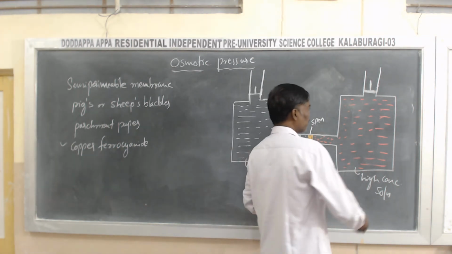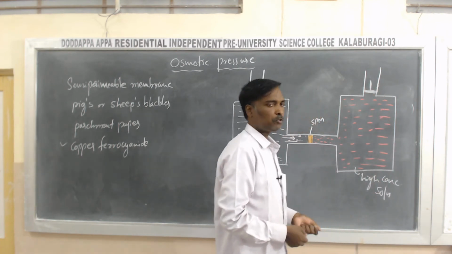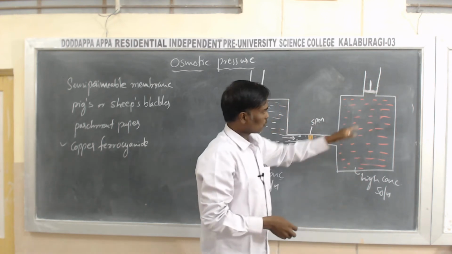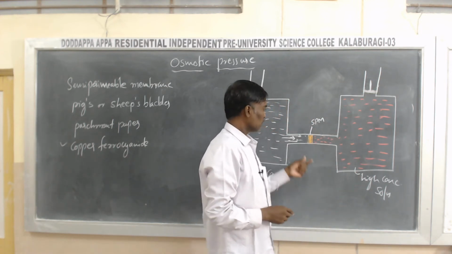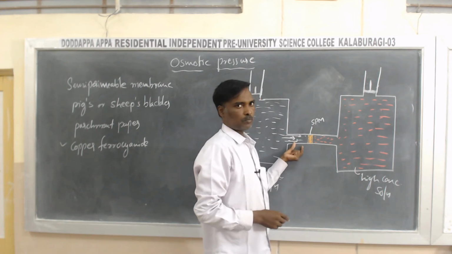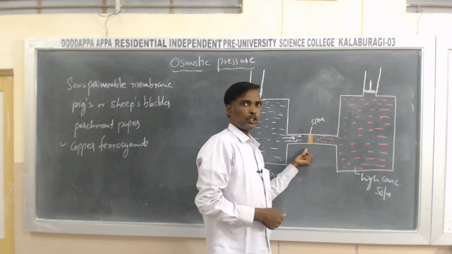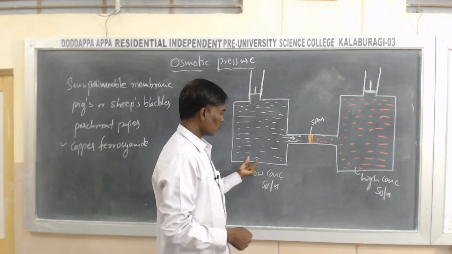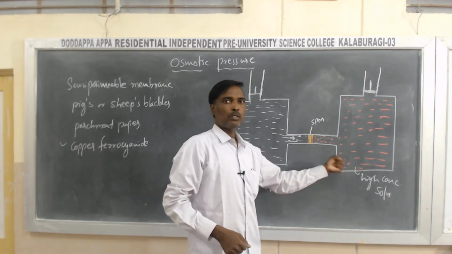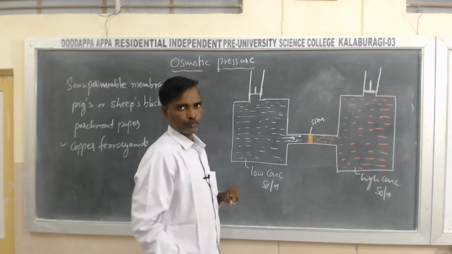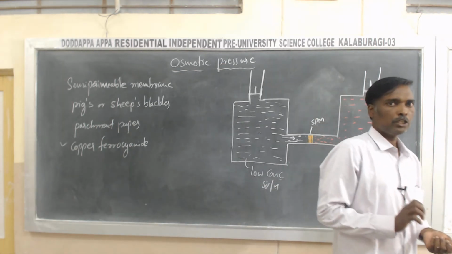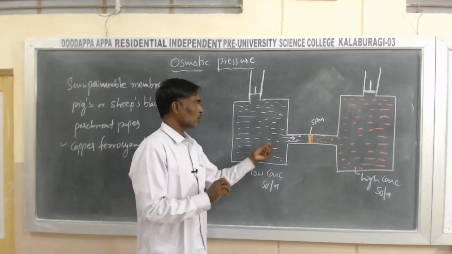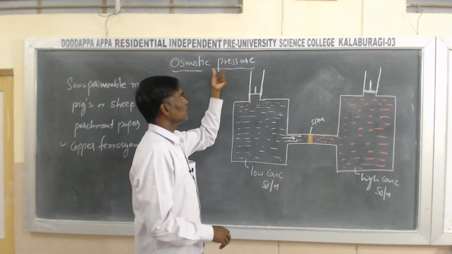Now, if I put some pressure on this high concentrated solution, if I increase the pressure on this solution such that I can stop this osmosis process, then the minimum pressure required to stop the flow of the solvent molecules from low concentrated into high concentrated is defined as osmotic pressure. Osmotic pressure is the minimum pressure required to stop the osmosis process.